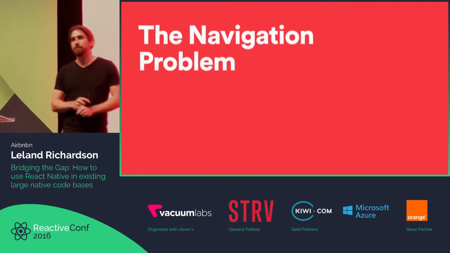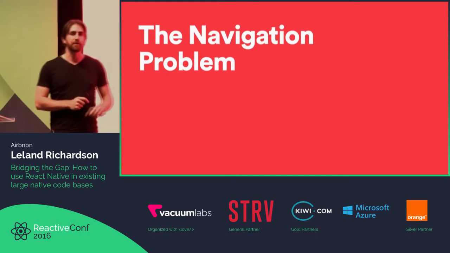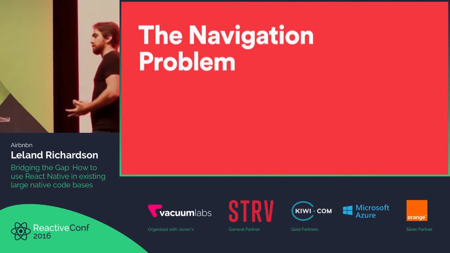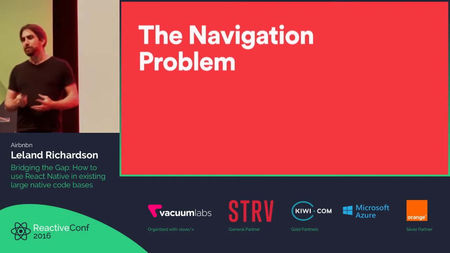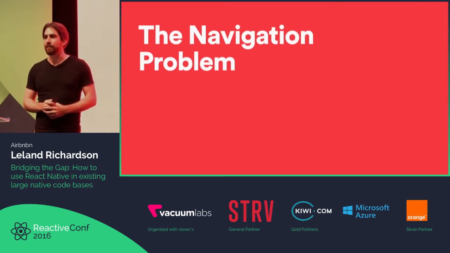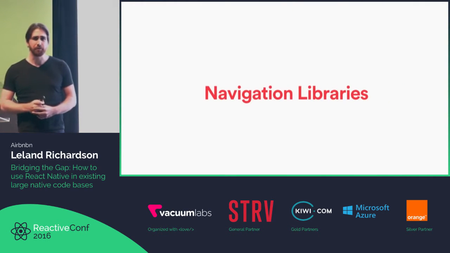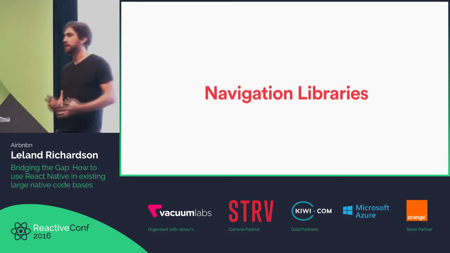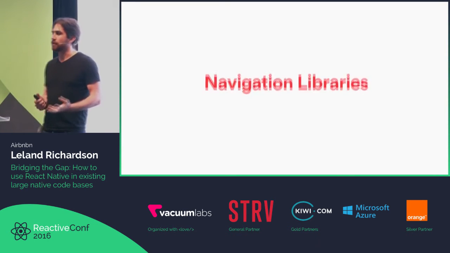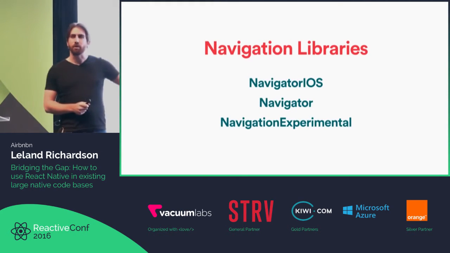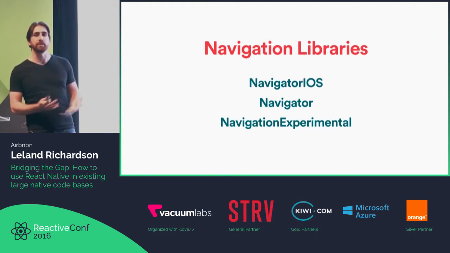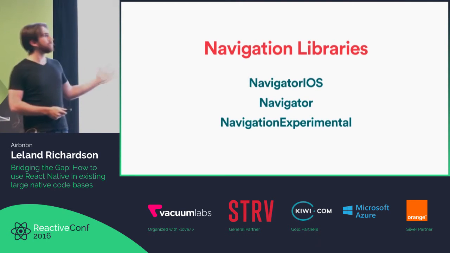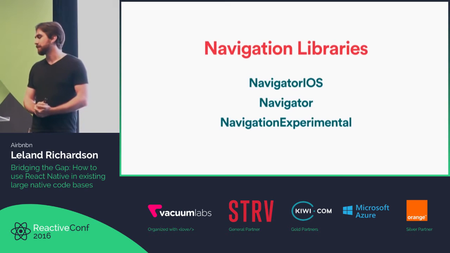So the next big problem that you might run into, especially in a brownfield app, I'll call the navigation problem. Navigation has proven to be a difficult thing for React Native. If we're going out and looking for what navigation library works best for us, it can be kind of daunting, right? So the React Native core itself has three options here, and the recommended one has experimental attached to the end of it.